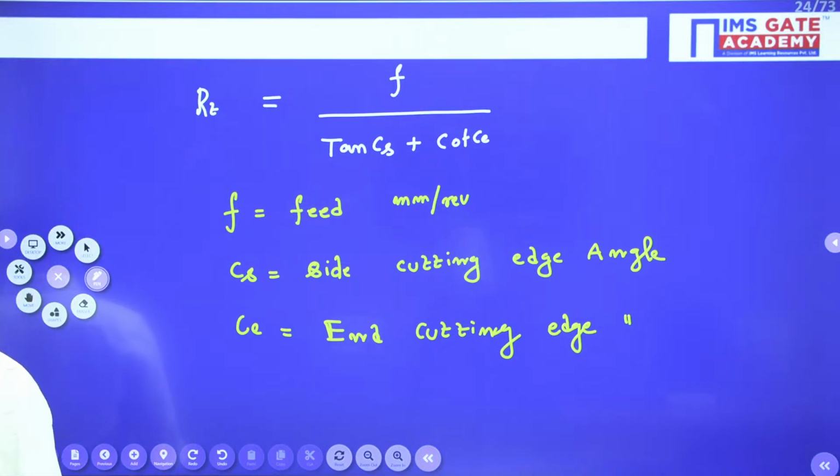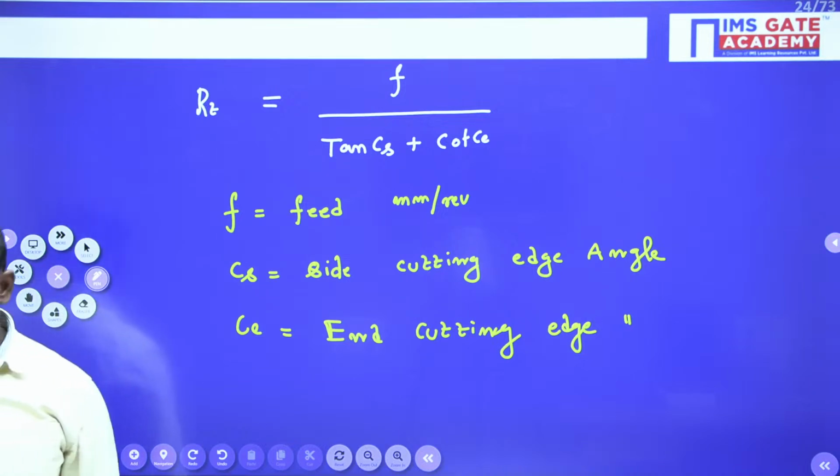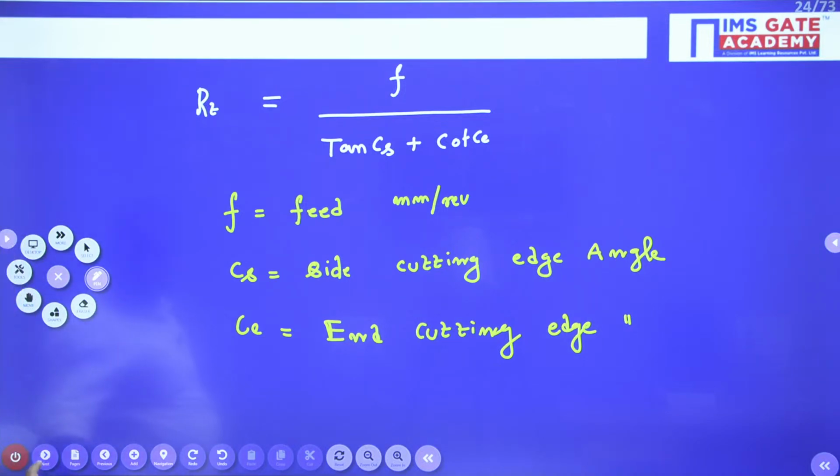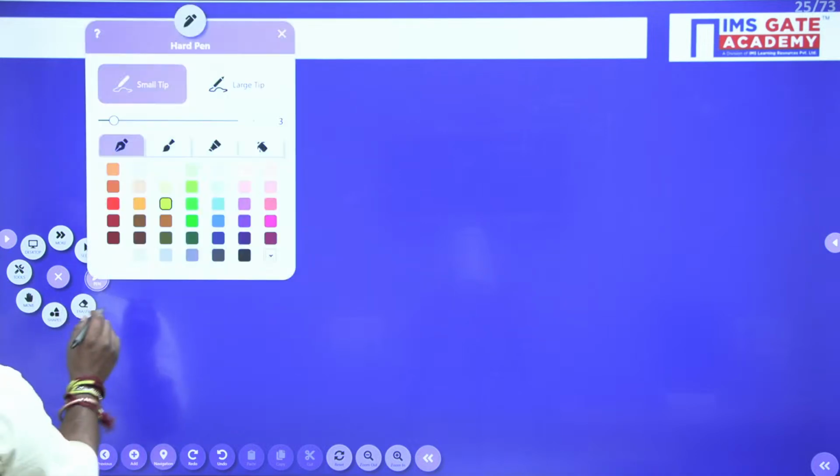Okay. Now let us go for analysis of orthogonal machining.